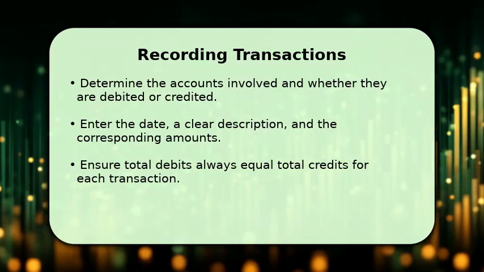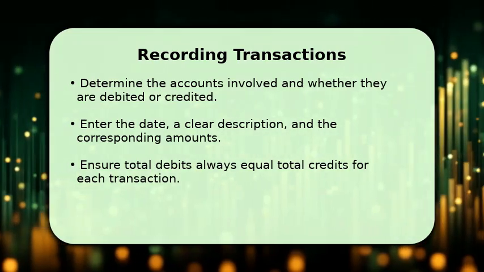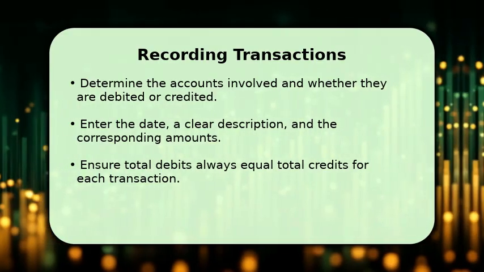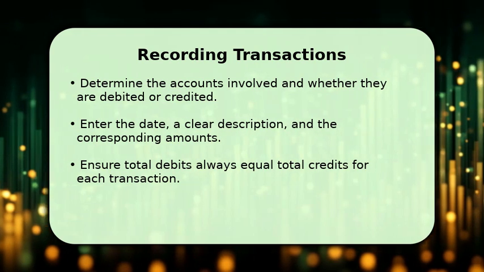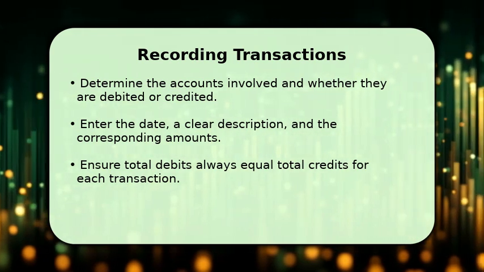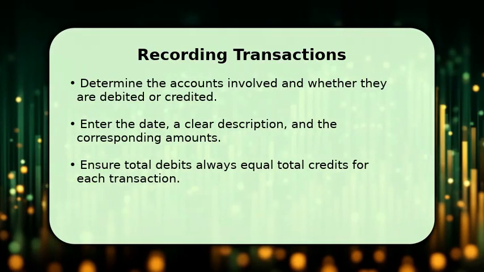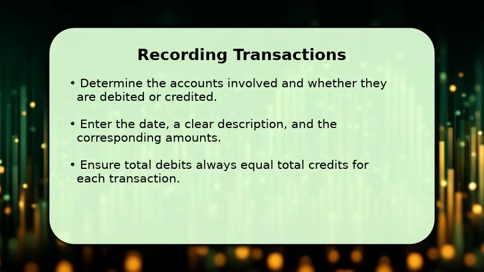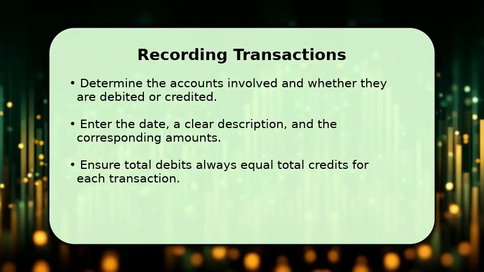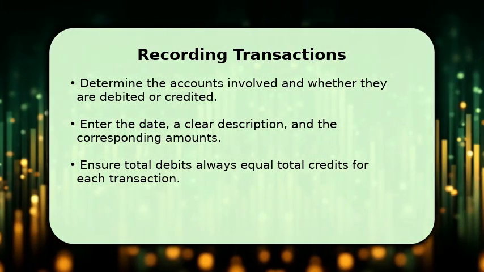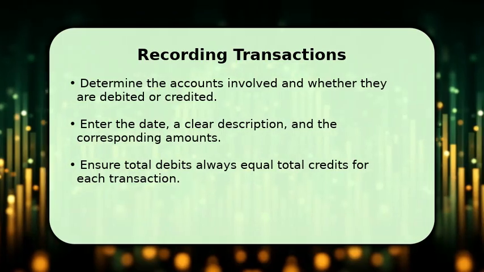When recording a transaction, first identify the two accounts affected and whether each will be debited or credited. For example, if you pay a $100 utility bill, you would credit your cash account and debit your utilities expense account. Enter the date, a concise description, and the exact amounts. Always ensure that the total debits for each entry precisely equal the total credits, upholding the fundamental double entry principle.